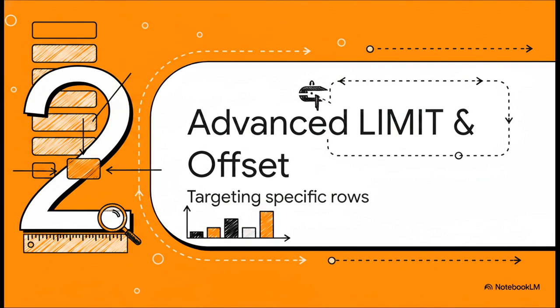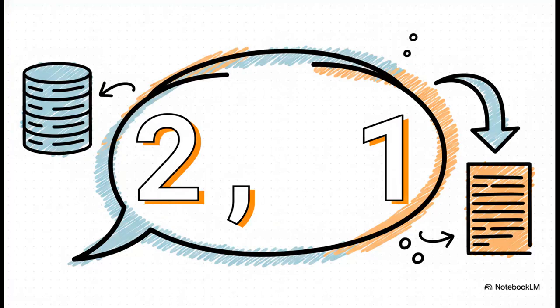Section 2, Advanced Limit and Offsets. When you need to target very specific rows right in the middle of your dataset, limit goes from being a simple cap to a real precision tool. Take a look at this specific syntax string, 2, 1. When writing your SQL query, you can pass 2 numbers into your limit clause exactly like this. But what do they actually mean when they're sitting side by side?